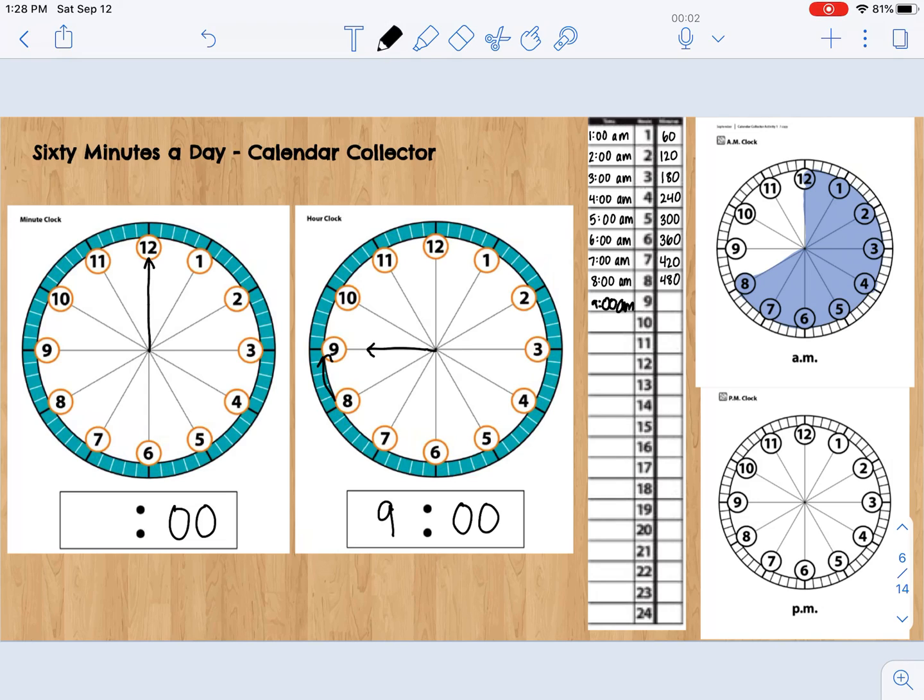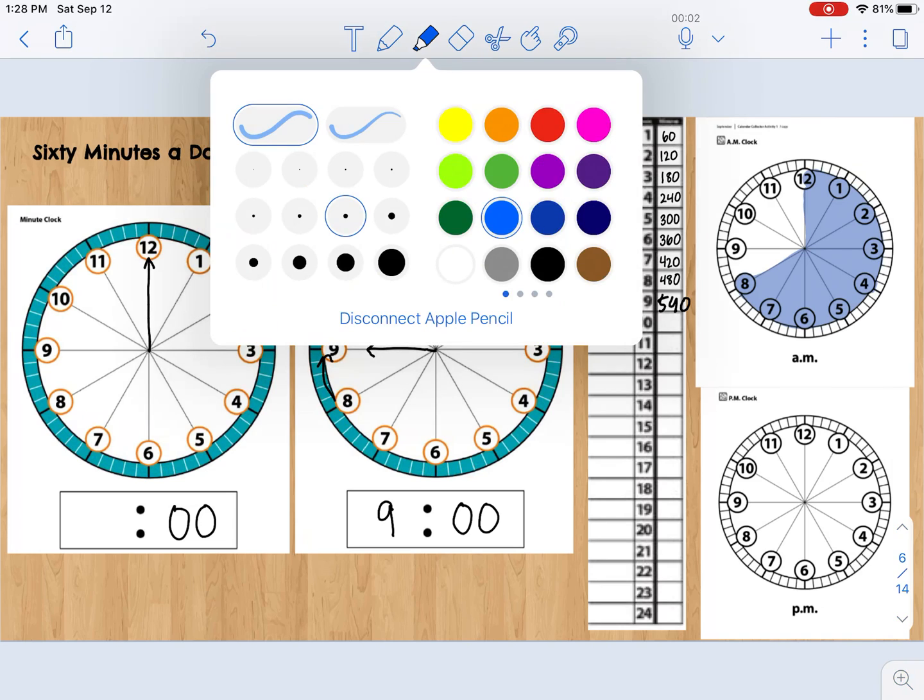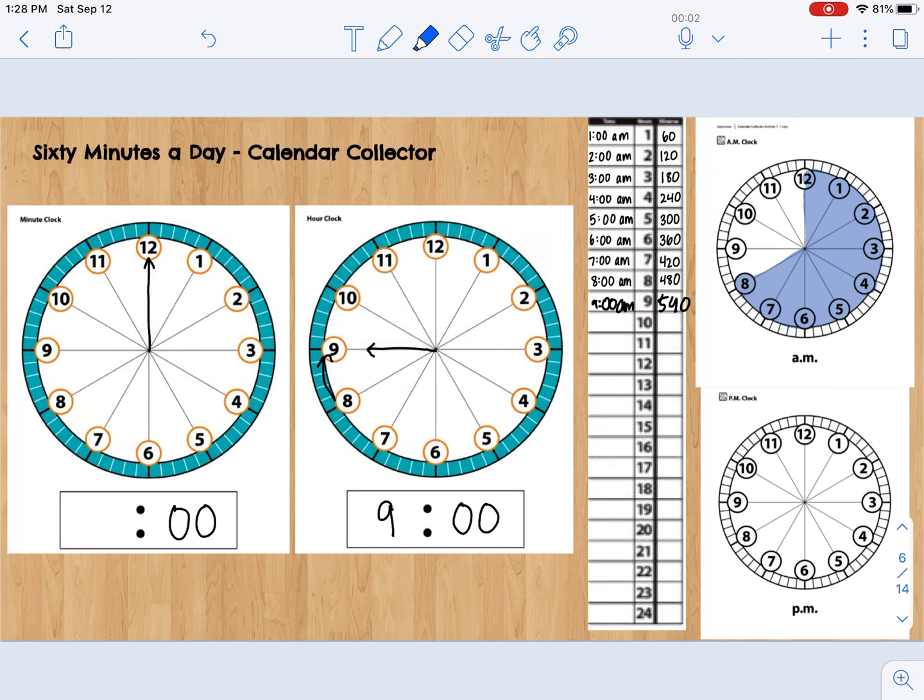And now after adding 60 minutes to the 480 minutes over here, we have now collected a total of 540 minutes. So now I'm going to take my lighter blue color and I'm going to shade that in because we are still in AM. I'm going to color in 1 more hour to represent my clock over here on this side.